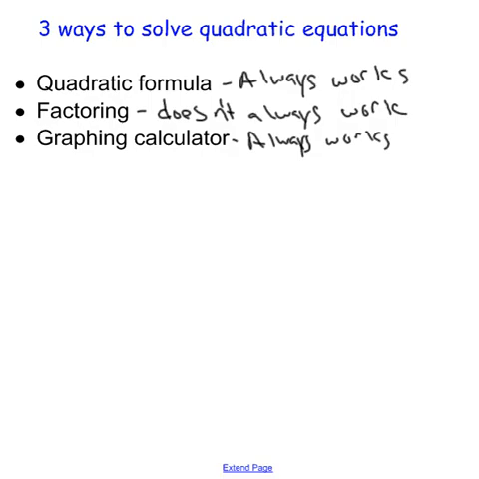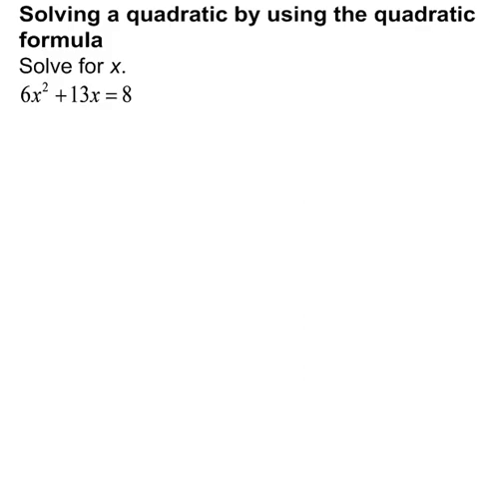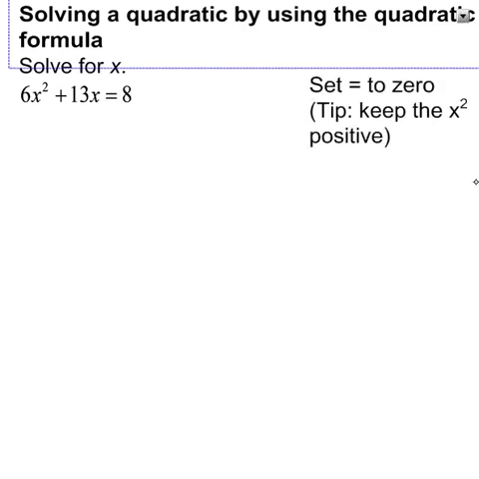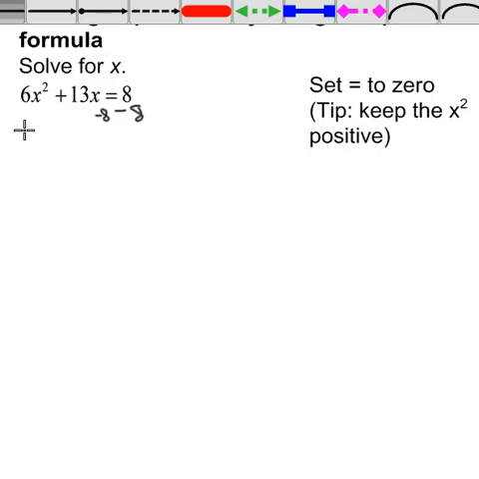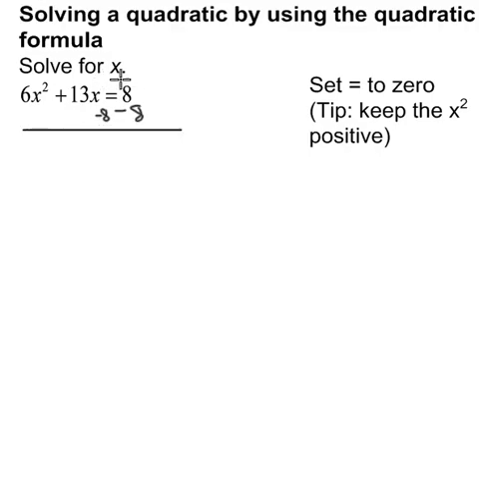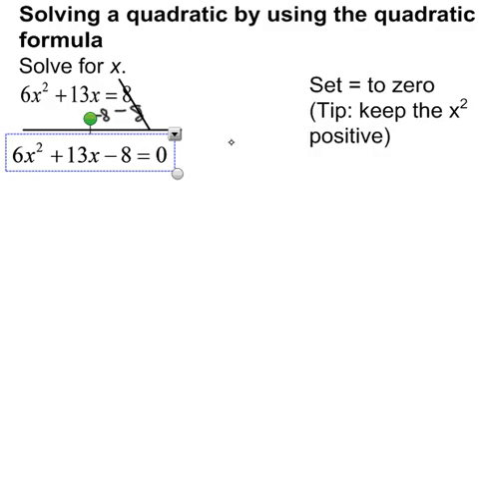Okay, so let's go over the quadratic formula, shall we? Solving a quadratic equation by using the quadratic formula. All right, so here we have a quadratic equation and we're being asked to solve for x. What you want to do first is set the equation equal to 0. We can do that by moving this 8 to the other side, and the 8's are going to cancel out here, and we get 6x squared plus 13x minus 8 equals 0.